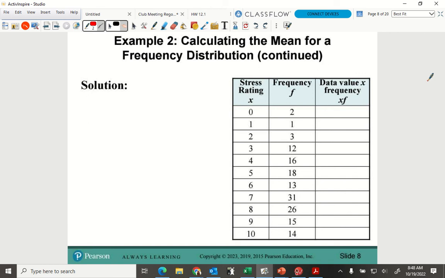2 times, right? So instead of adding 0 plus 0, I'm going to do 2 times 0, which gives me how much? Okay. And so to do this next one, of 1, we have a frequency of 1. So that means I would be adding the number 1 time, right? So it would be 1 time 1, which gives me 1.